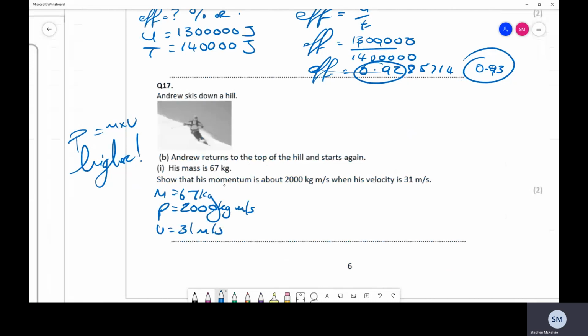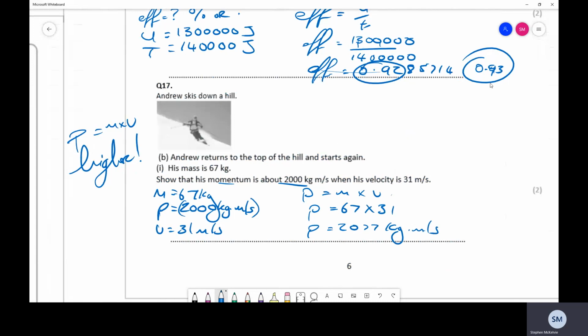I've got to show this momentum to be about 2,000 kilogram meters per second, so I don't have to use that, but my equation is momentum equals mass times velocity. 67 multiplied by 31 is equal to 2,077 kilogram meters per second. But just, yeah, that's what I've done.